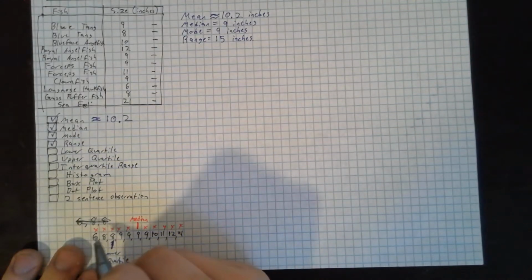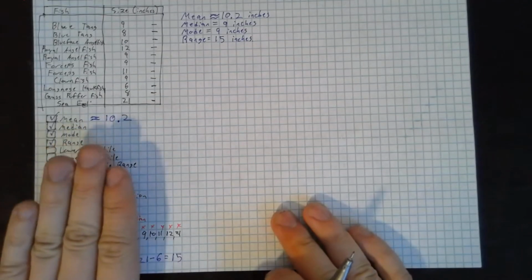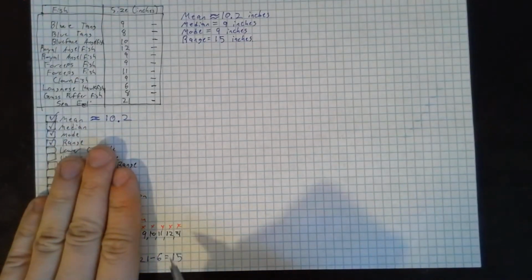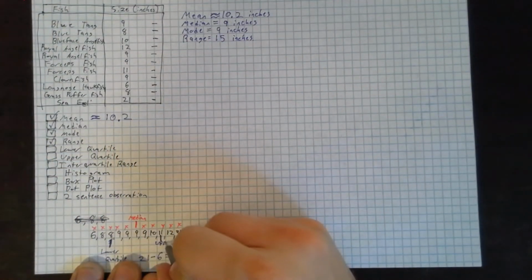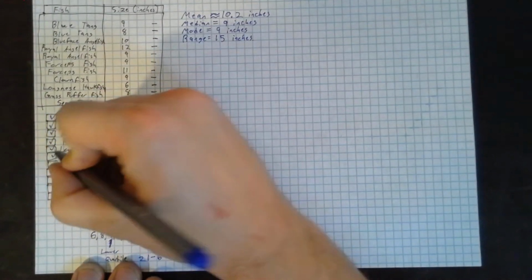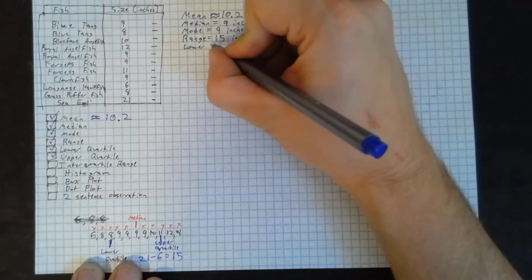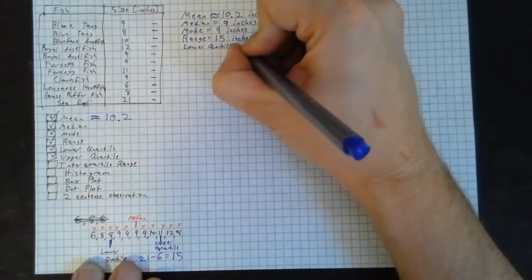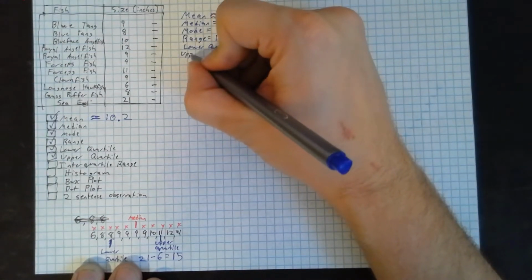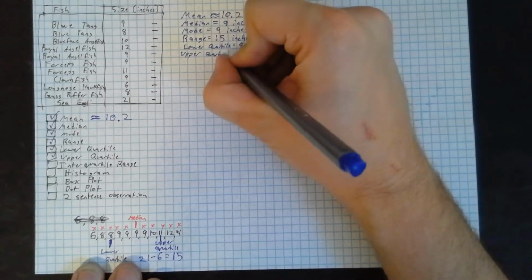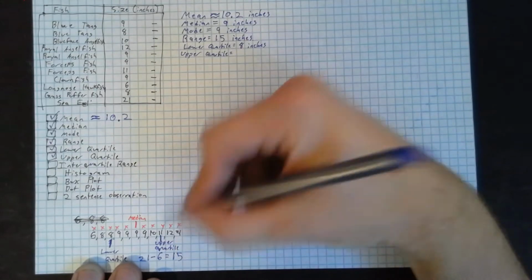And for my upper quartile, I just do the same thing but in reverse. I'm going to cover everything on the lower side up to the median and find the middle of the upper half. So in this case, the middle is going to be this 11 right here. That's going to be my upper quartile. So we've got our lower and upper quartile. My lower quartile is equal to 8 inches. And my upper quartile is equal to 11 inches.